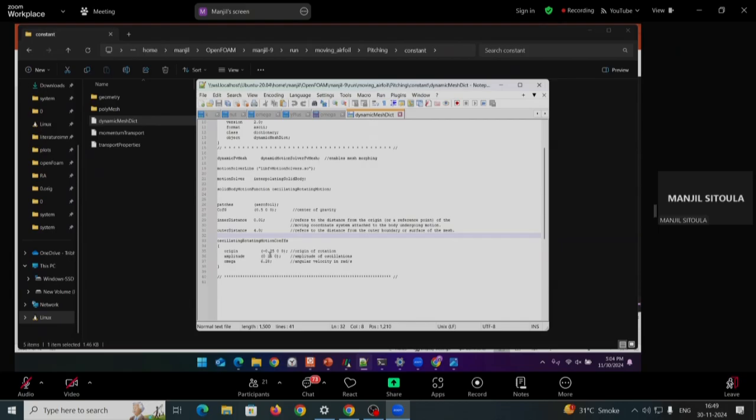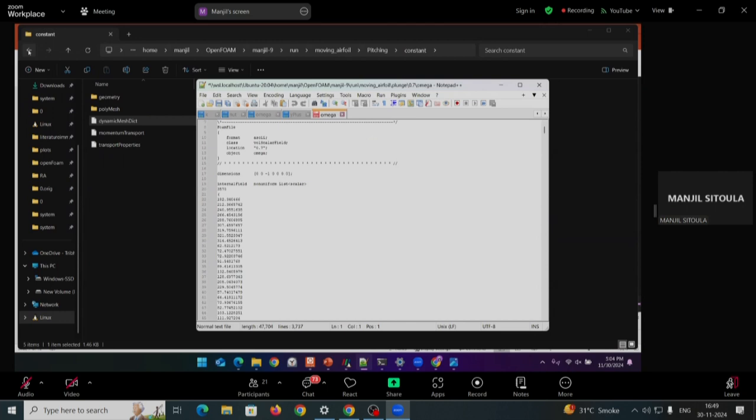You also need to determine the amplitude. You can vary your amplitude, omega, that is the angular velocity, and check what different results you can get. Here we have used omega equals 6.28. I think this gives us a time period of 1 second. So in 1 second, it will move from its mean position, oscillate 360 degrees and come back to its original position. This also helps to interpret our results. So this is the case for the dynamic mesh dictionary of the pitching case.